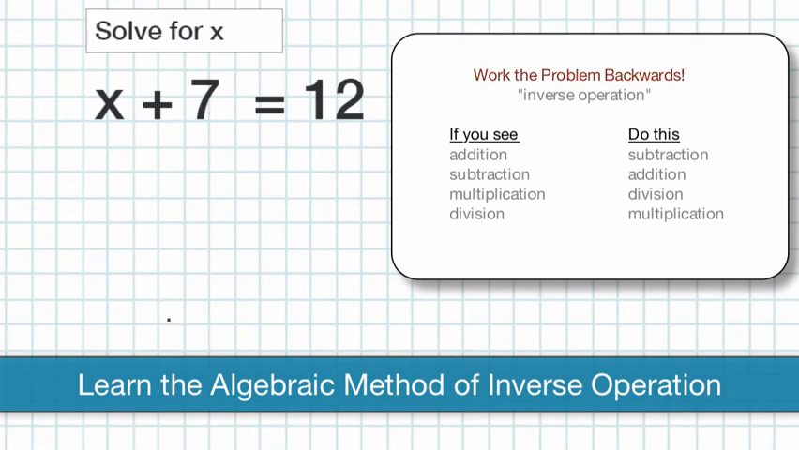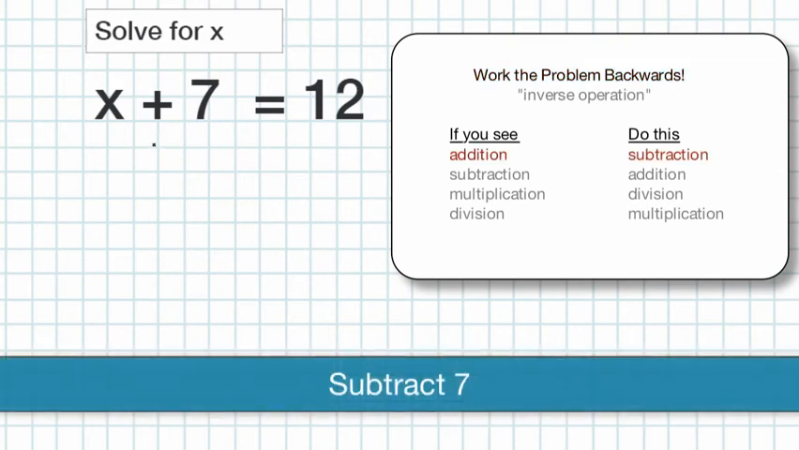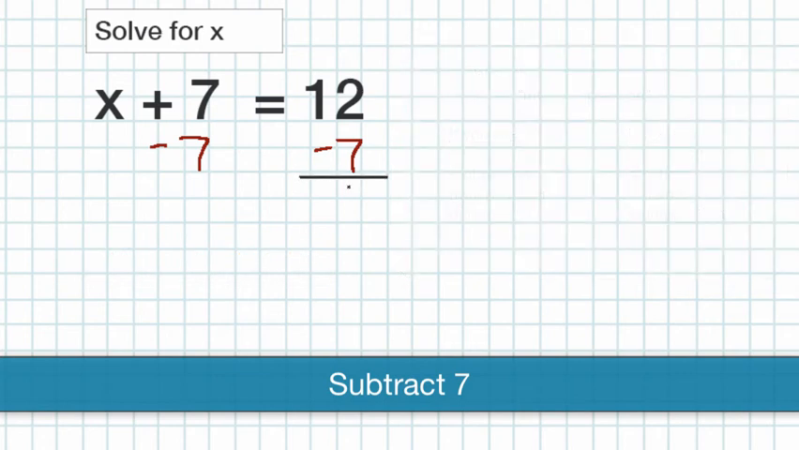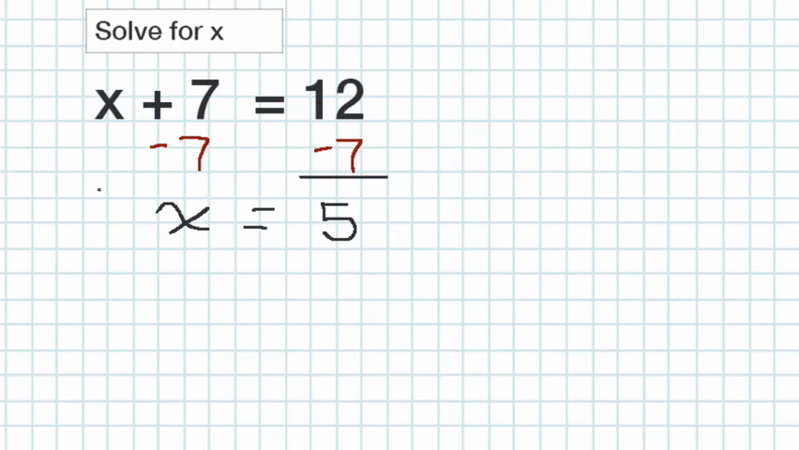The method simply is to work the problem backwards, or to do the inverse. For example, with x plus 7, the inverse of plus 7 is to subtract 7. We work the problem backwards. Now whatever you do to one side of the problem, we do to the other side of the problem. 12 subtract 7 is 5, and 7 minus 7 is 0, so we won't write the 0. And now we know our answer. x equals 5.